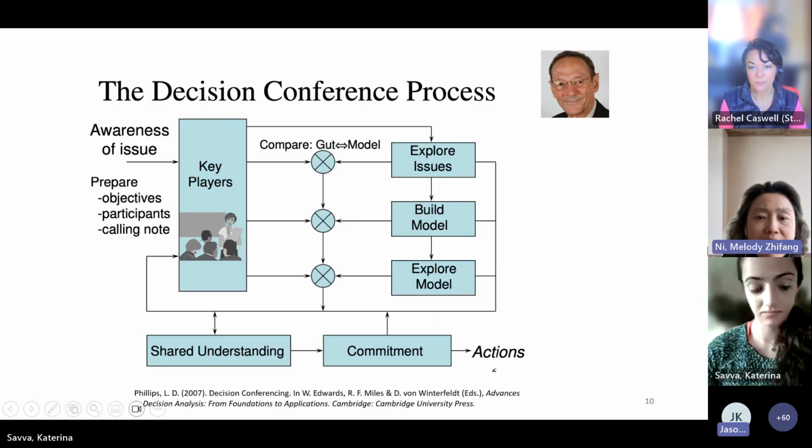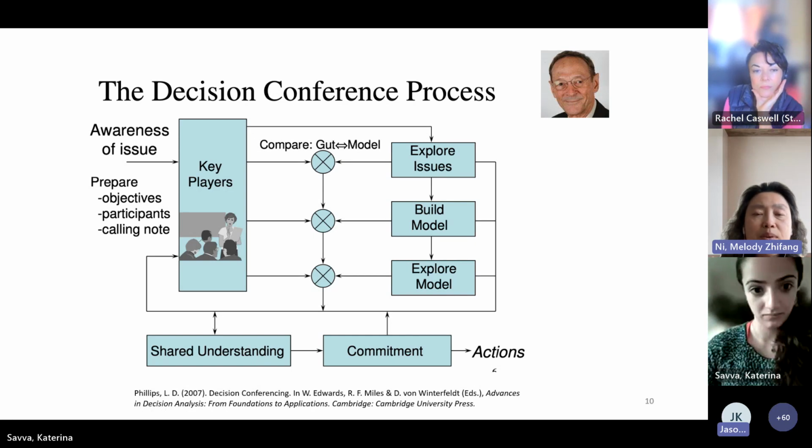Larry Phillips invented something called the decision conferencing process to enable the MCDA, because it is social and technical. And the social, in terms of, we need to identify a group of key players. In our lingo, we call them stakeholders. So these people will have a stake in the technology. They might be impacted by the technology, or they might actually have an influence on what technology can be developed.